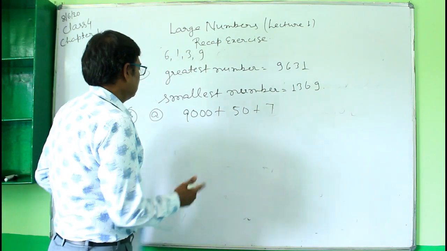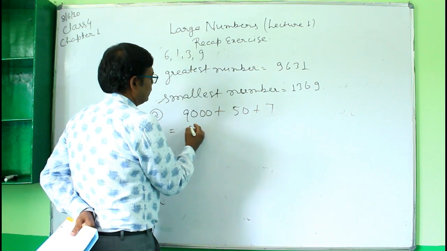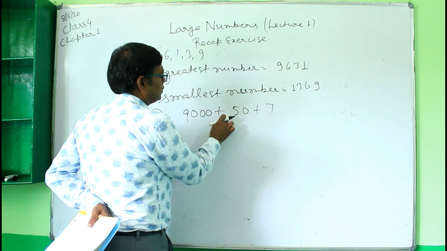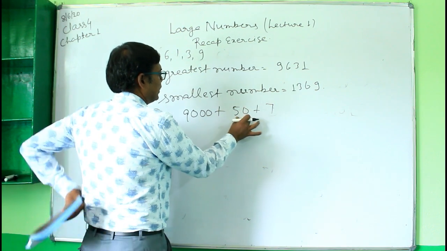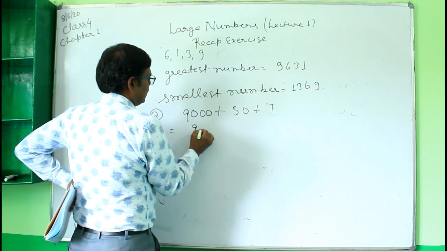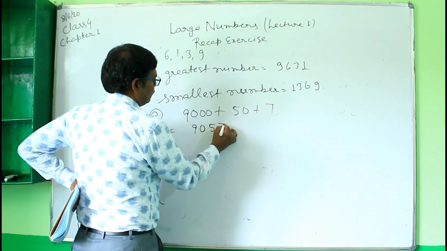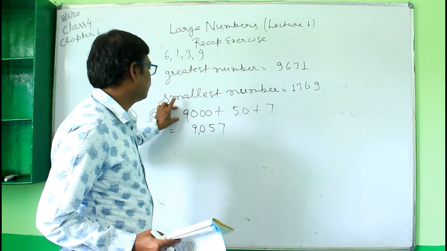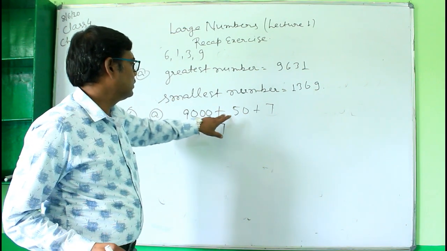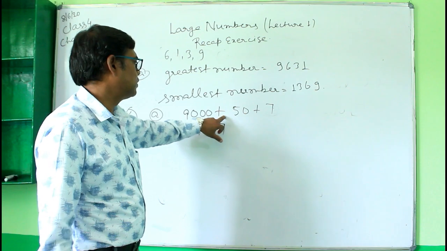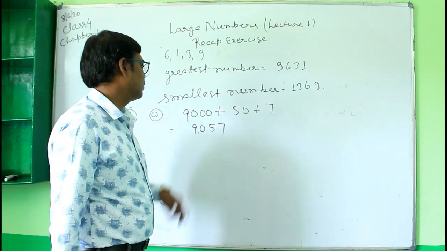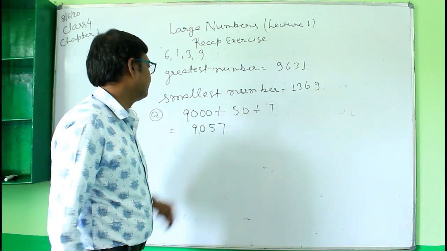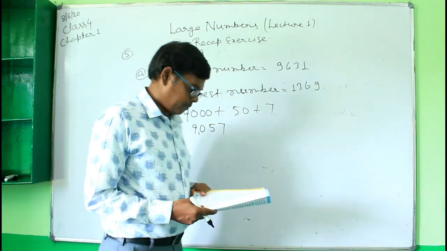So here this is the 9,000, and there is no hundreds here, and then this is tens and this is ones, so it will be 9, 0, 5, 7. Okay, this is the answer of this expanded form. Because the hundreds place is missing, in place of the hundreds place we will put 0, at the tens place it will be 5, and at the ones place it will be 7. So this is the number.